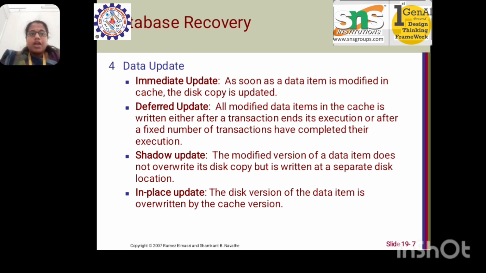Next one is the shadow update: the modified version of a data item does not overwrite its disk copy but is written at a separate disk location. The next one is the in-place update: the disk version of a data item is overwritten by the cache version.